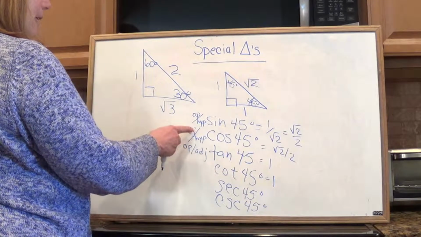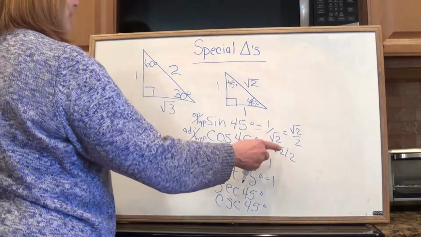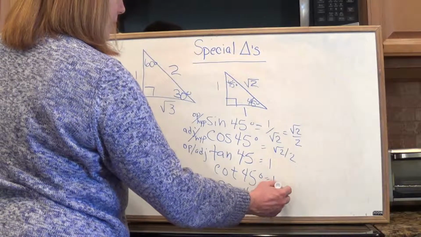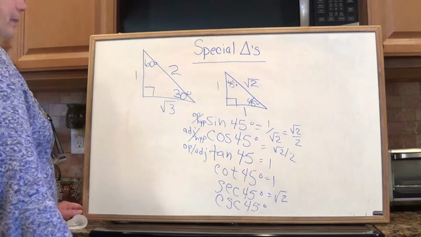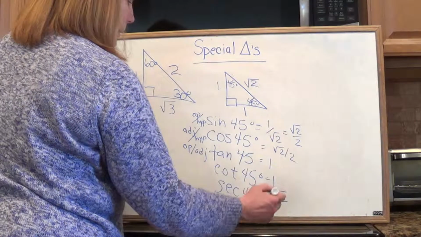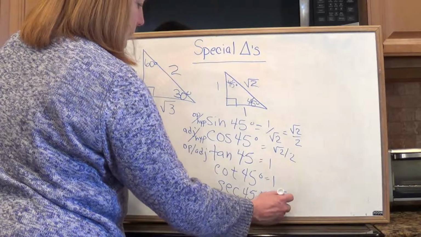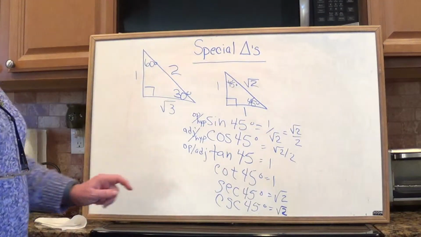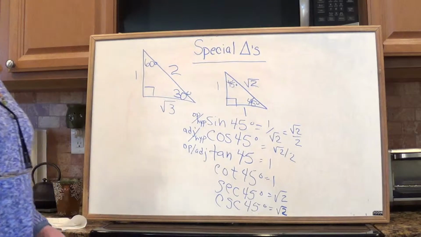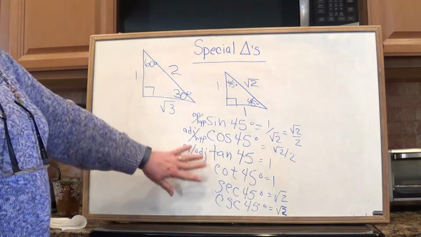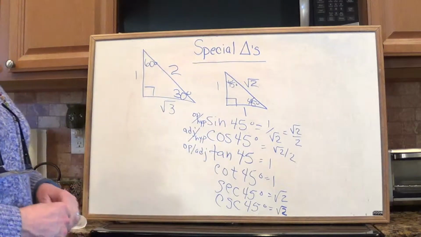The reciprocal of this one is, I'm going to flip 1 over the square root of 2 and get square root of 2 over 1. And cosecant is the flip of the sine. Same thing, square root of 2. If you flip our final answer, you'll have to rationalize it, and you'll see it is square root of 2. So there are the 6 trig functions evaluated at 45.